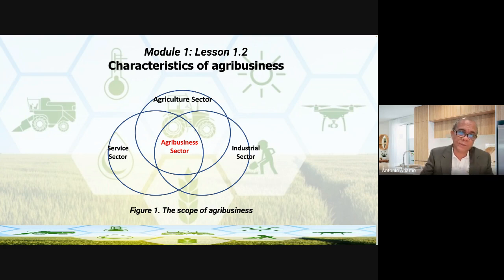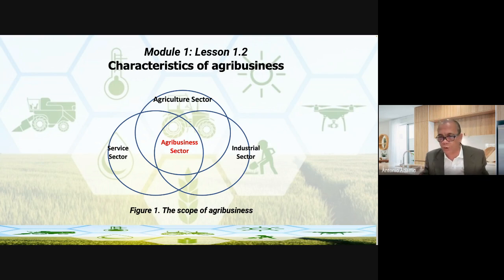Yeah, somewhere at the center is the agribusiness system or sector, but it is composed of the agriculture sector, the manufacturing sector, and the service sector. So the confluence or triangulation of all these three very important sectors comprises the scope of agribusiness. So from this diagram alone, you will know that agribusiness is not simply agriculture.